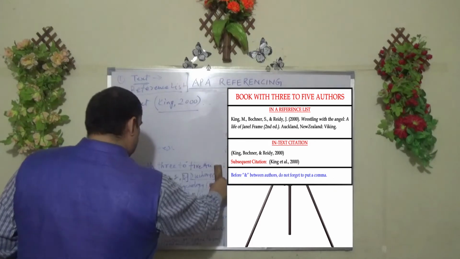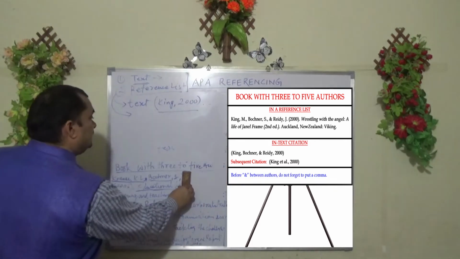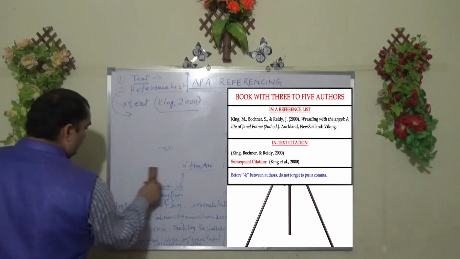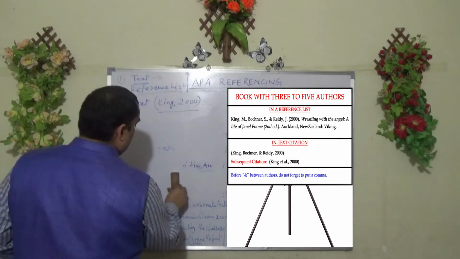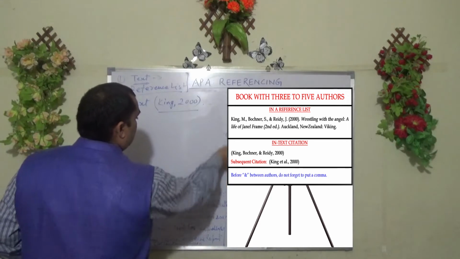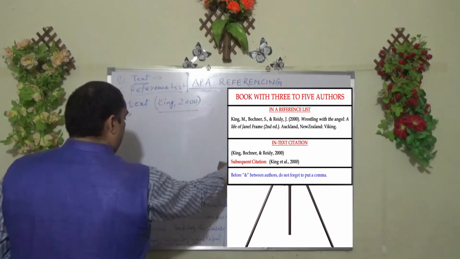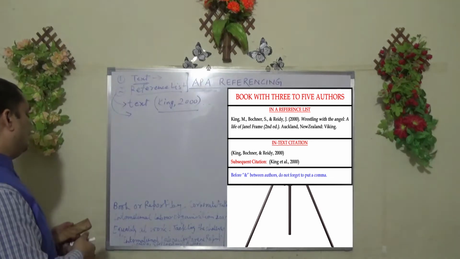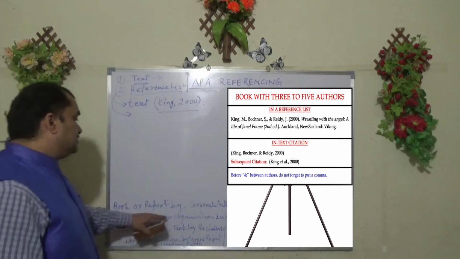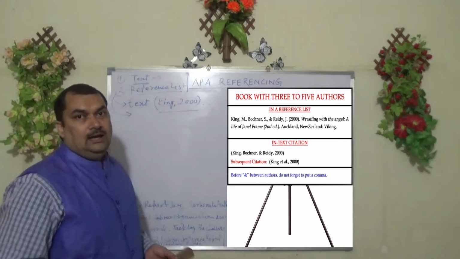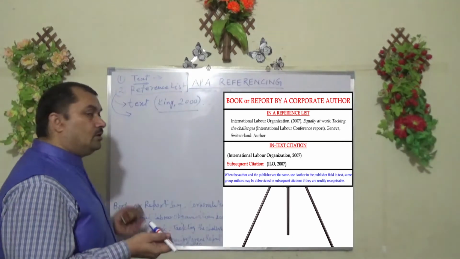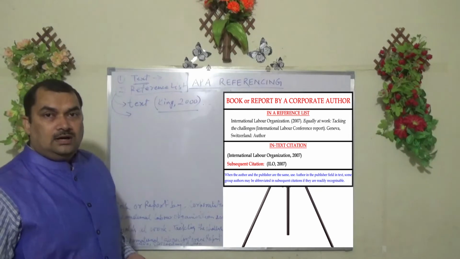Now, you can see the same detail in the picture also, it is given there, and it will be more clear when you just start writing. Many doubts you may be having, and they will be cleared. Last, I am going to discuss the book or report which is published by a corporate author. And who is this corporate author? This corporate author is a government body or any organization.